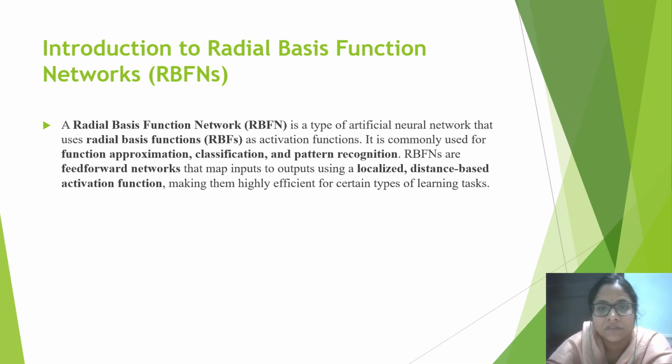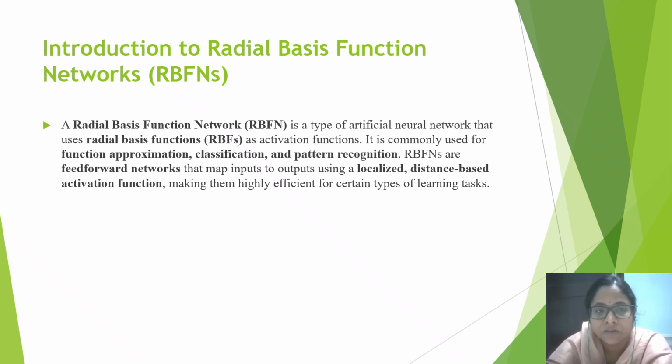A radial basis function network, we can call this RBFN, is a type of artificial neural network that uses the radial basis function as the activation function. It is commonly used for function approximation, basic classification, and pattern recognition. RBFNs are feed-forward networks that map inputs to the outputs using a localized distance in the activation function, which makes them highly efficient for certain types of learning tasks.